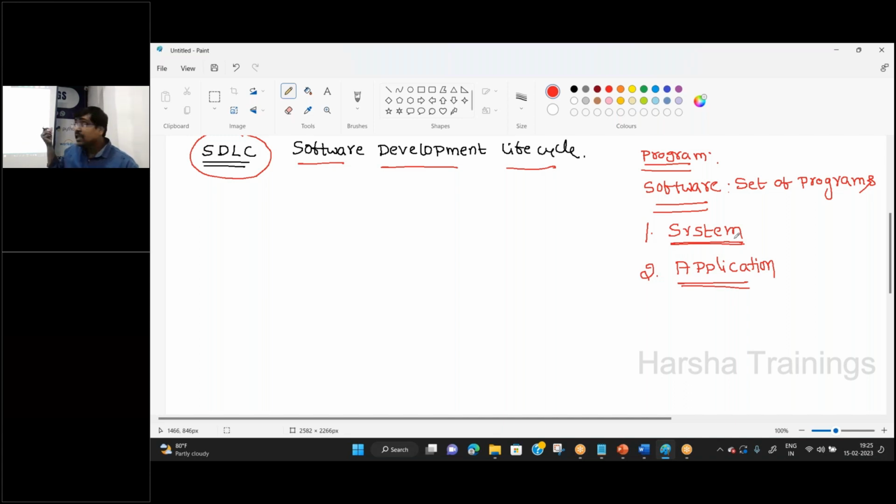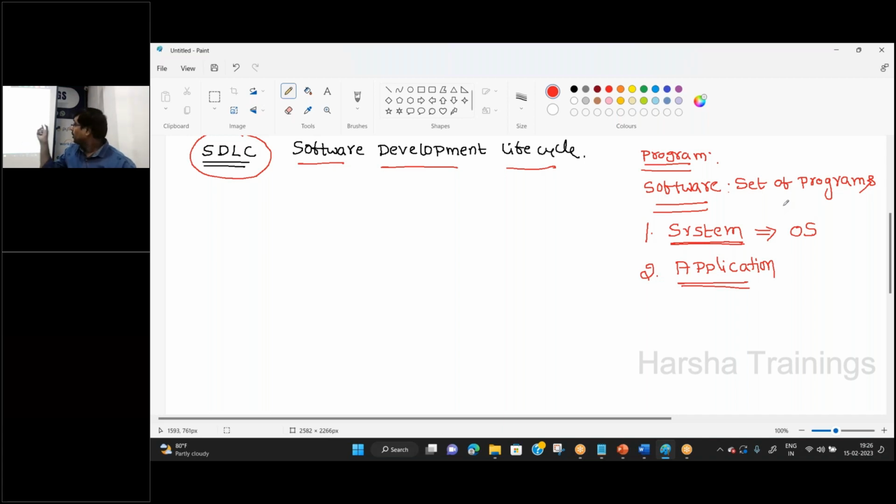Now, very important, both are important. System software, as the name specifies, is a software that is used to run the system. What is an example? Can anyone give an example of system software? OS. Android, okay. Yes, I got the answer. Android belongs to mobile OS. Exactly. Operating system.